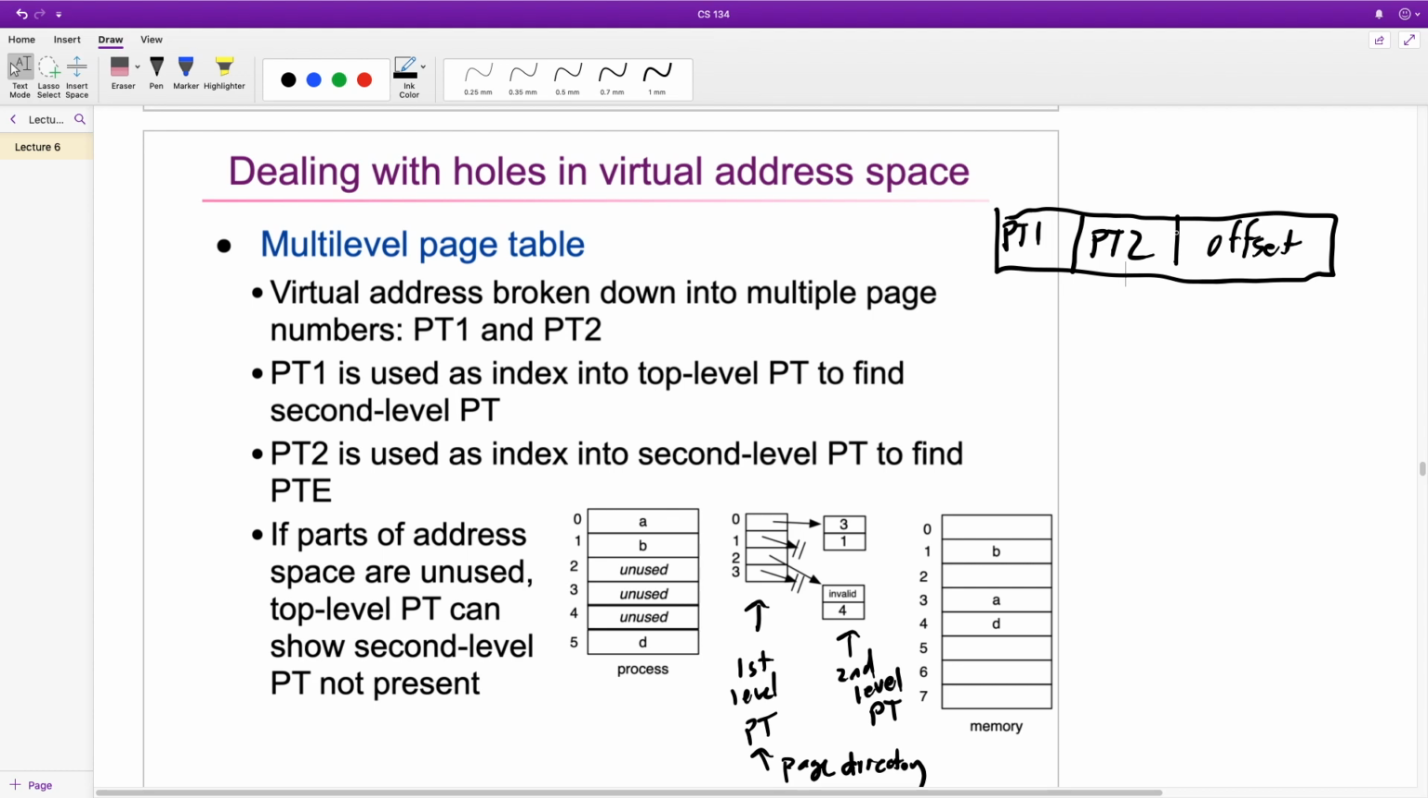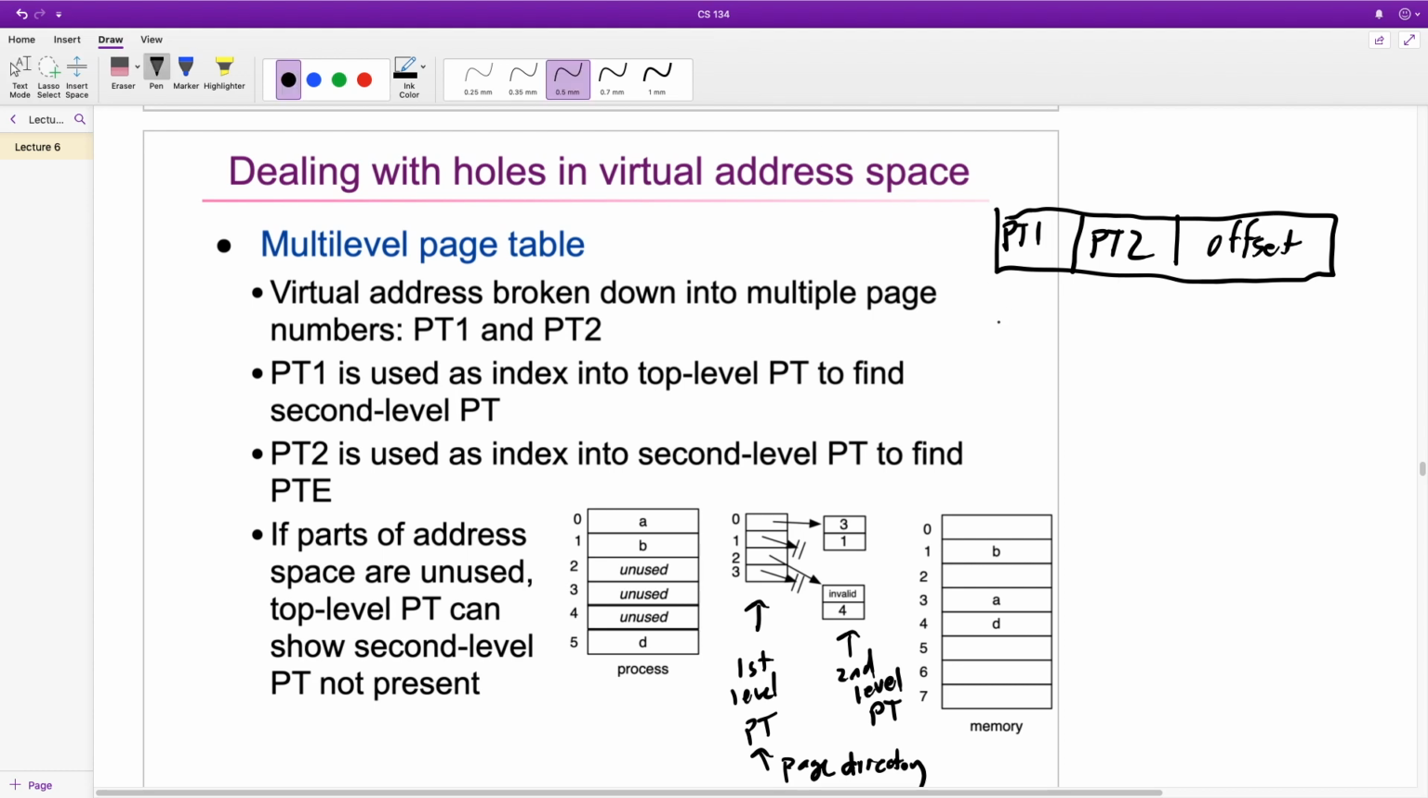This one is full, referring to 3 and 1 for the A and B. This one, so this is 0 and 1, 2 and 3, 4 and 5. So 4 and 5, this second level page table is responsible for these pages. It just marks the first one as invalid, and the second one here.